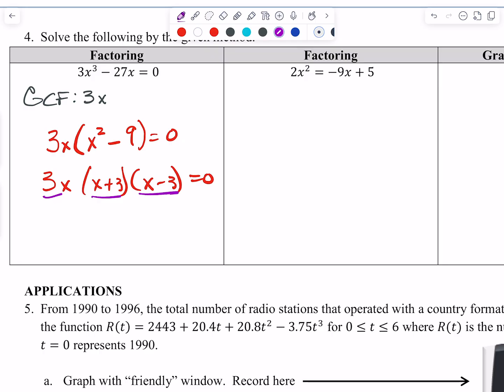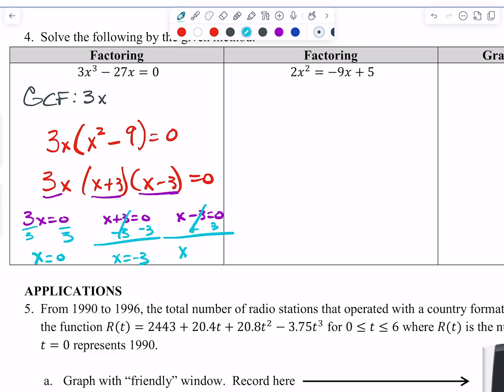Okay, so we do 3x equals 0, we do x plus 3 equals 0, and then we do x minus 3 equals 0. The first one, you divide by 3. Well, 0 divided by 3 is just 0, so the first one is 0. The second one, we subtract 3, so x is equal to negative 3. And then finally, we add 3 on the last one. X is equal to 3.